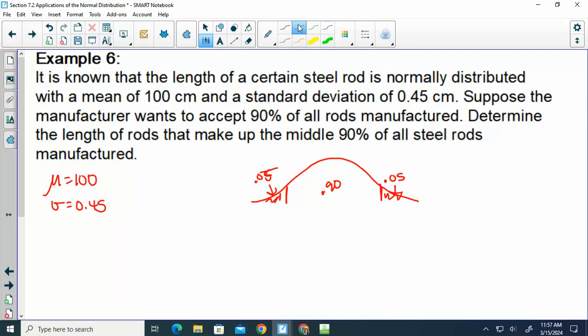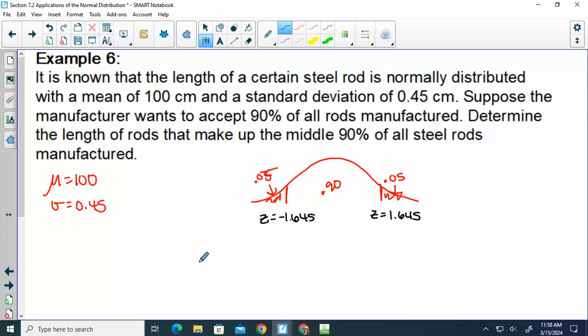All right, so let's find those z's. So when the area to the left is 0.05, you're going to your table, you're looking up 0.05. So that's the probability, that's inside the table. So I see a 0.0505 and 0.0495. So it'd be right in the middle, so it's 1.645. So negative 1.645. So what would be the z over here? It's the positive.